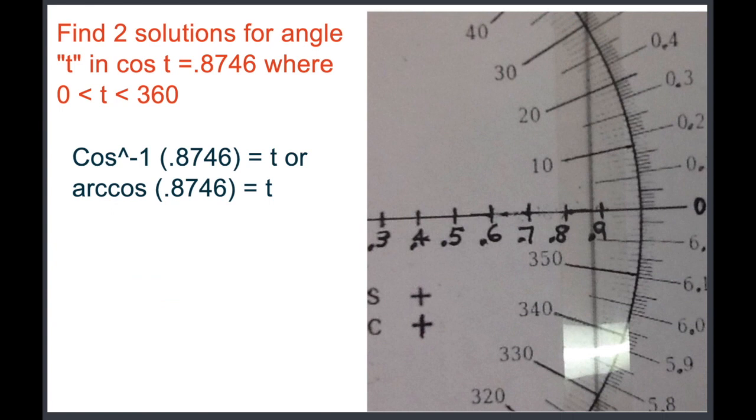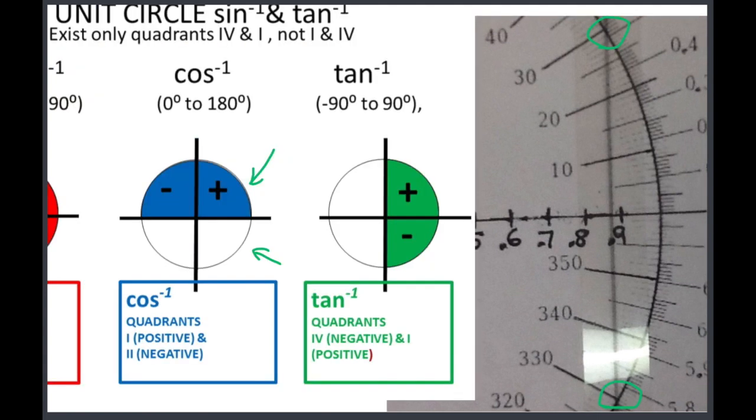Now, there's actually a difference here. If the problem is given this way, there's two solutions. If it's given this way as inverse cosine, there's actually only one solution. And so let's go back. See, this is what this is saying. The cosine inverse only exists in first and second. It doesn't even exist in fourth.